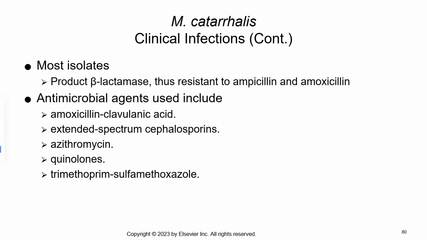Antimicrobial agents used include amoxicillin clavulanic acid, also known as Augmentin. Actually, my son just recovered from a strep throat infection. Then he developed a sinus, an ear, and eye infection, and they treated him with Augmentin even after he completed his full course of amoxicillin. So this antimicrobial agent, because M. catarrhalis is resistant, was used to treat my son. Extended spectrum cephalosporins, azithromycin, quinolones, and trimethoprim sulfamethoxazole.